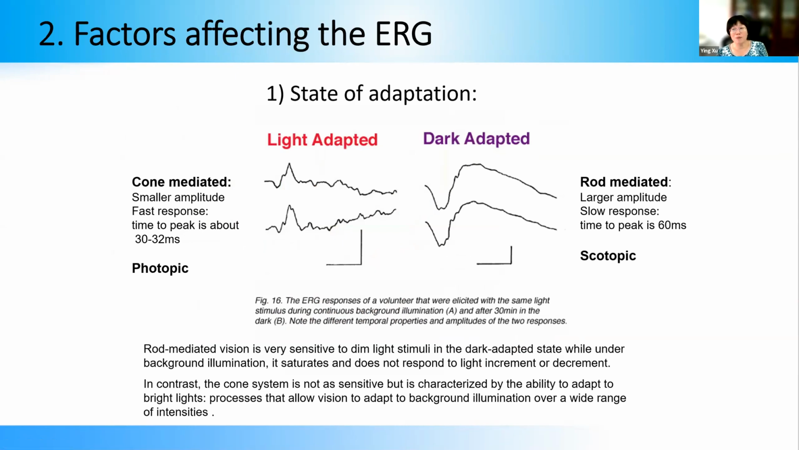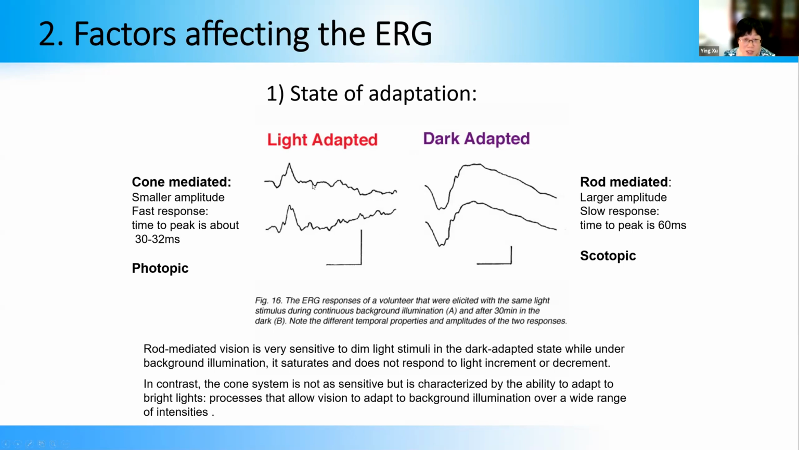And then after explaining the origins of the ERG, I will spend the next couple of slides explaining the factors affecting the ERG, because this is quite important for students carrying out experiments. There are many factors that will affect the amplitude of the ERG, and if you ignore something, it will give you a mistaken result. So first is the state of adaptation.